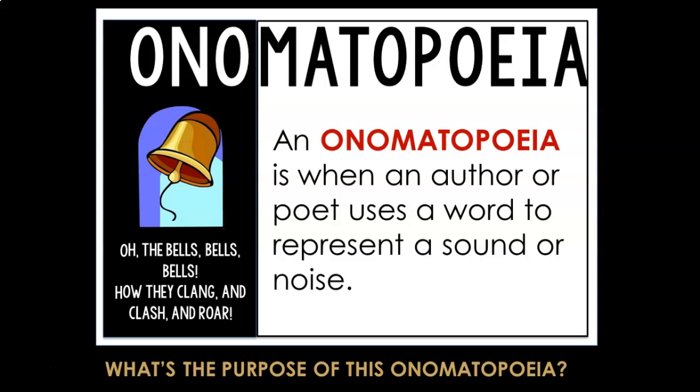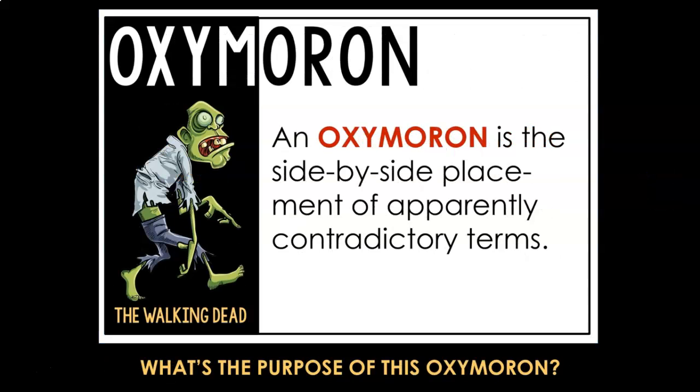Onomatopoeia is when an author or poet uses a word to represent a sound or a noise. So one of my favorite examples is from Edgar Allan Poe's The Bells. And that's actually kind of a creepy poem, so I suggest you read it if you're into creepy. But, oh, the bells, the bells, the bells, how they clang and clash and roar. You can hear in your mind's eye how loud and how insistent those bells are. So an onomatopoeia is a sound word. It helps us hear what's going on.